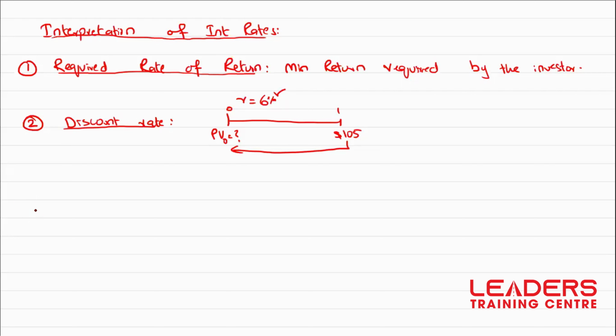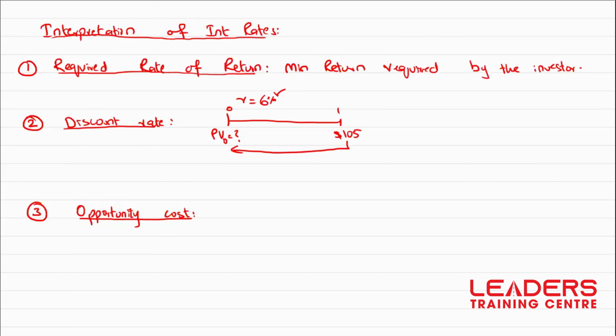The third interpretation of interest rate is opportunity cost of capital, or opportunity cost. Now, what is opportunity cost? All right, a simple definition of opportunity cost is the next best alternative that you forgo, meaning that you give up, is called opportunity cost.